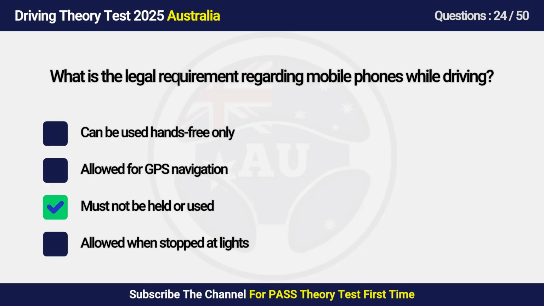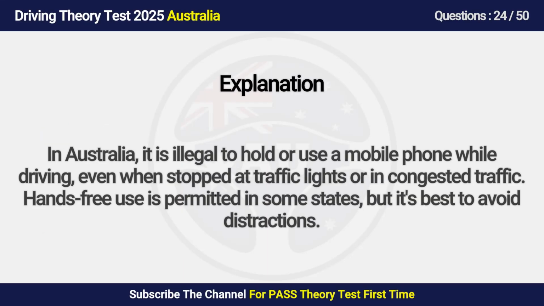Answer is C. Must not be held or used. In Australia, it is illegal to hold or use a mobile phone while driving, even when stopped at traffic lights or in congested traffic. Hands-free use is permitted in some states, but it's best to avoid distractions.